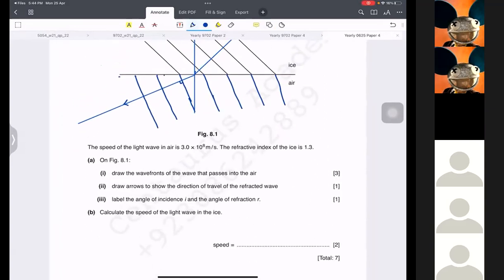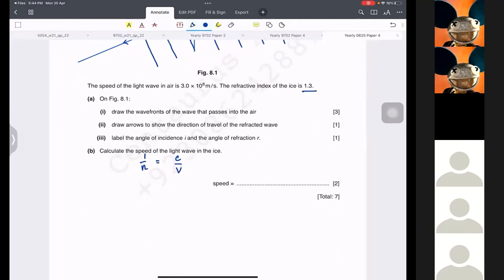Okay, calculate the speed of light in ice. Now, because you have the refractive index, I just like to tell you that the refractive index, when it is going from more dense to less dense, is 1 upon n, and then it is like the speed of light over the speed of the wave. So we want to find the speed of the light wave, and that would be basically c times n. Wait a second. Is that even correct? Yeah, it is correct.